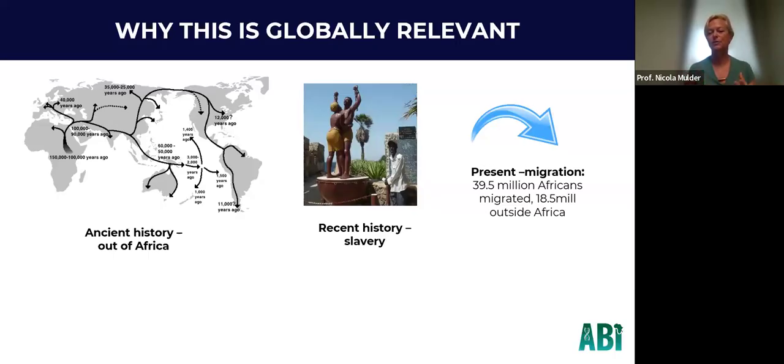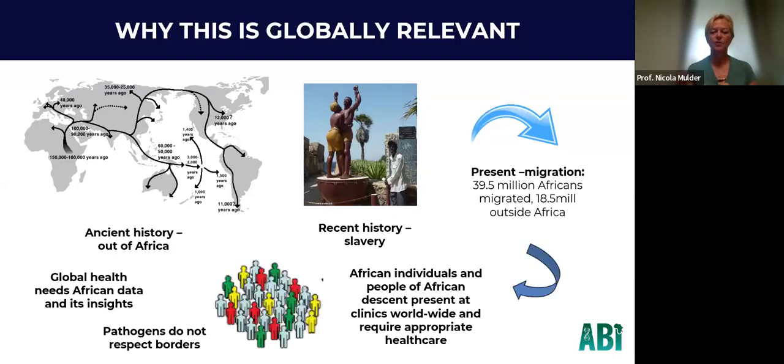And then more recently, we have migration due to getting new jobs or conflicts, etc. So it's estimated that about 39.5 million people have emigrated from Africa. What this means is that we have people of African ancestry, with African-like genomes, presenting at clinics worldwide, and they require appropriate healthcare. They shouldn't be treated like the rest of the population if their genetics is going to require different ways to treat them, for example. So global health really needs insights from African data.